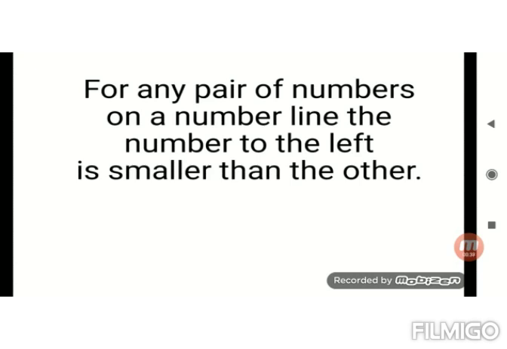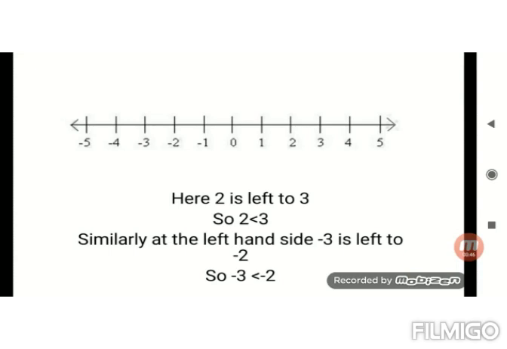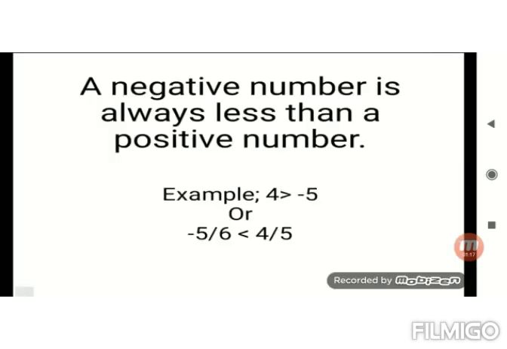We studied that for any pair of numbers on a number line, the number to the left is smaller than the other number. Students, you can see the number line here, which has both positive and negative numbers. Let us consider the positive numbers 2 and 3. Here 2 is left of the number 3, so 2 is smaller than 3. Similarly, on the left hand side, we'll consider minus 3 and minus 2. Minus 3 is left of minus 2. Therefore, minus 3 is smaller than minus 2.